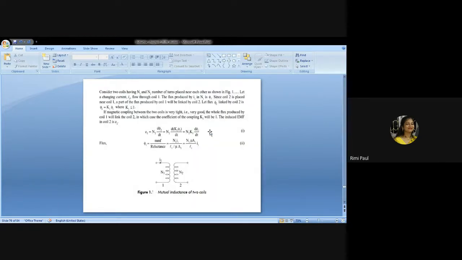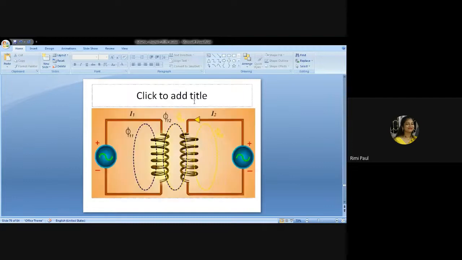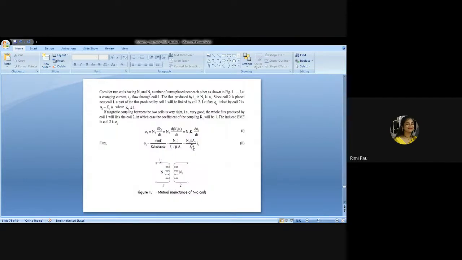Consider two coils having N1 and N2 turns, placed near each other, as shown in figure 1. Now consider that current I1 is flowing, an alternating, changing current, through the N1 coil. Due to I1 and N1, you know that N I means magnetomotive force, and the magnetomotive force will produce a flux phi, which is phi 1 of coil 1.